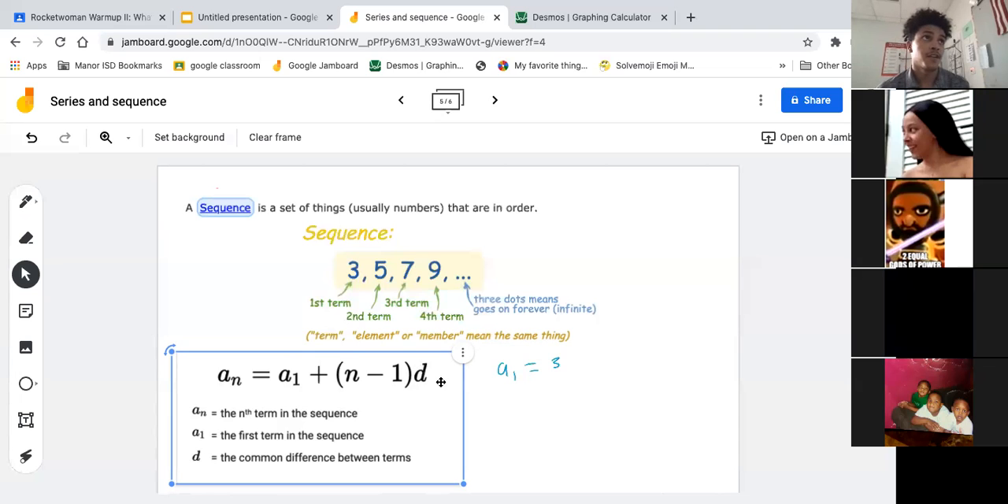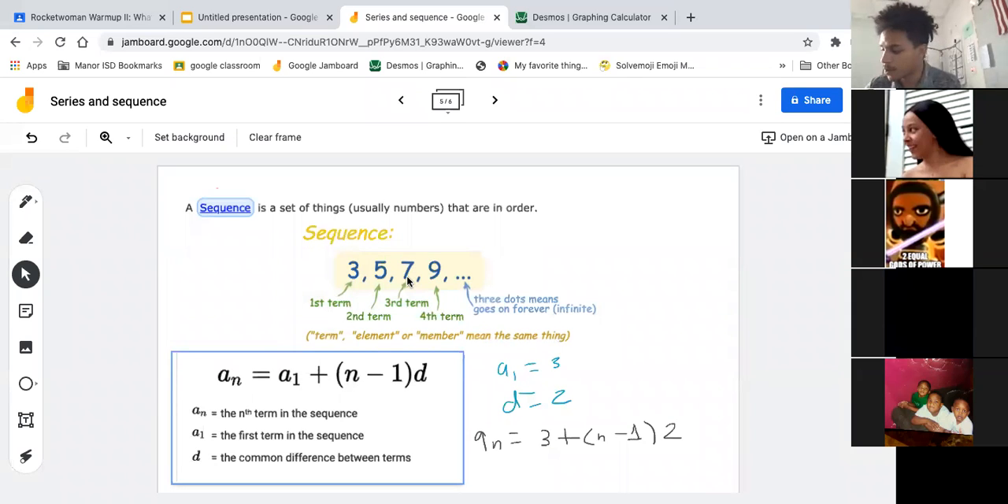d is the value that it increases every time or decreases. So this 3 plus 2 equals 5, 5 plus 2 equals 7, 7 plus 2 is 9. So it's going up by 2. So here d equals 2. So if you wanted to use this equation for this problem, it would be a_n equals 3 plus n minus 1 times 2. So that would be the equation for this one. And now you can use it to find any term.